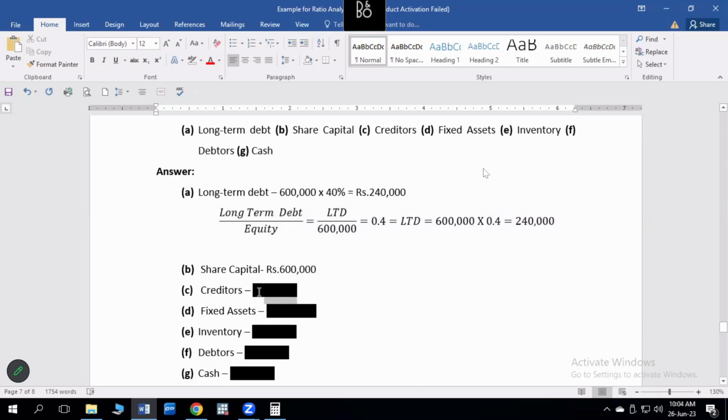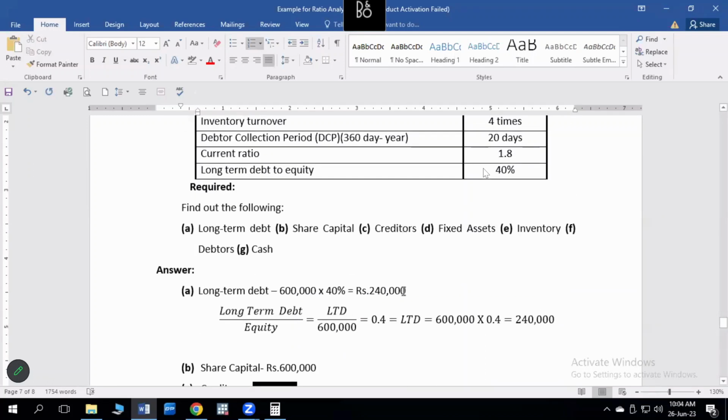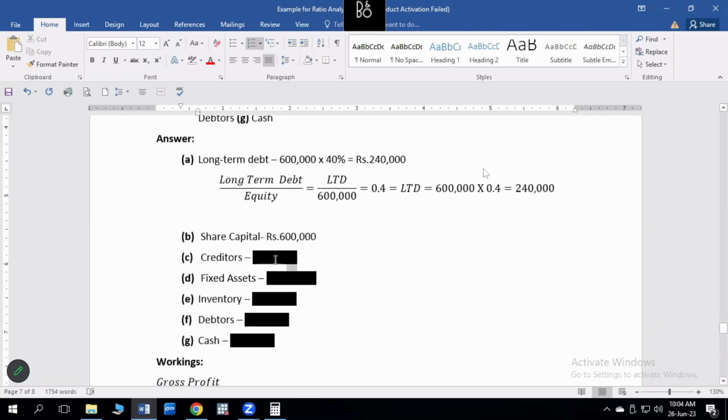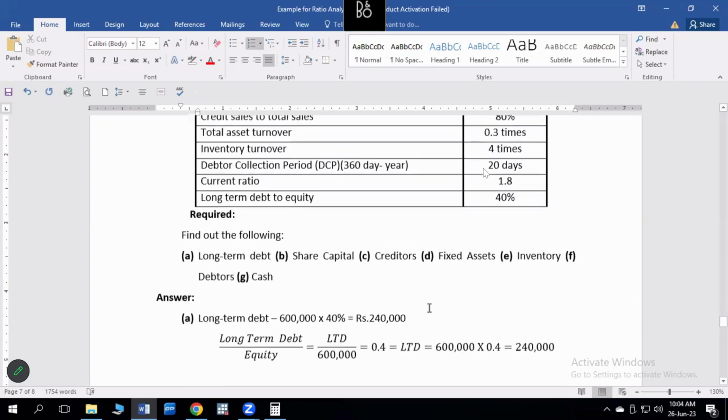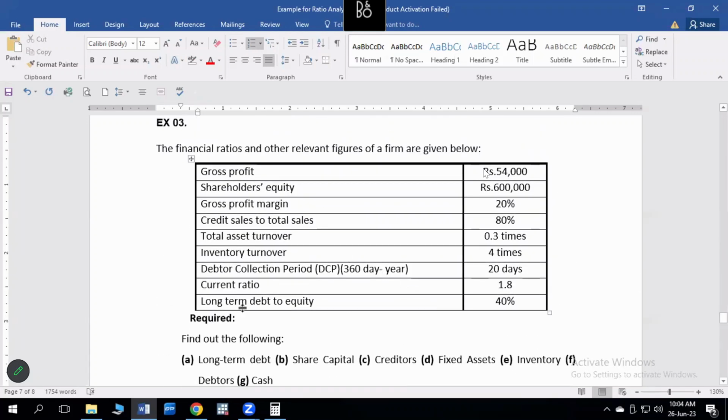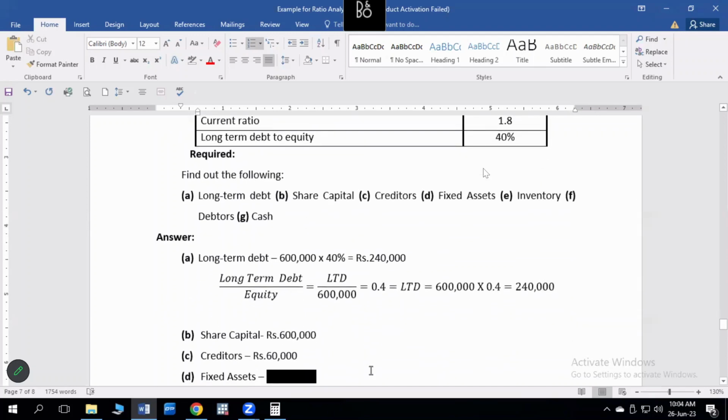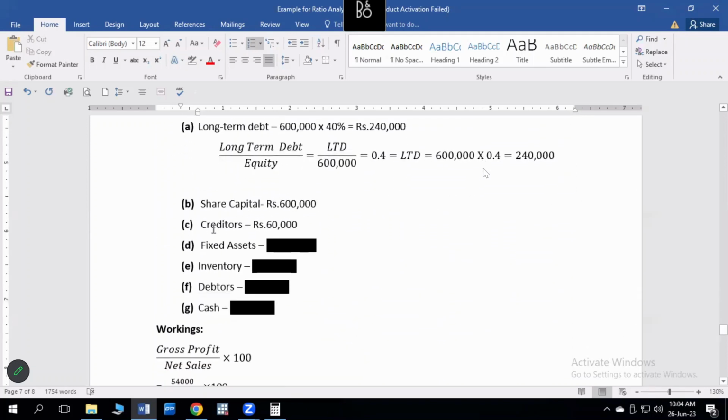To this, what is the creditors? The creditors should be given 60,000, because you assume that only one element is there from that information given under current liabilities. So the total current liabilities represent creditors, 60,000.